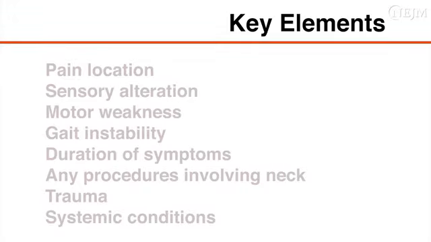Obtaining a thorough patient history is the first step in cervical spine assessment. The history involves identifying the location of the pain and alleviating or aggravating factors, sensory alteration, such as numbness or tingling, motor weakness, such as loss of strength in the hand or arm, gait instability, the duration of symptoms, any procedures involving the neck, trauma, and any systemic conditions such as rheumatoid arthritis, osteoarthritis, or osteoporosis.